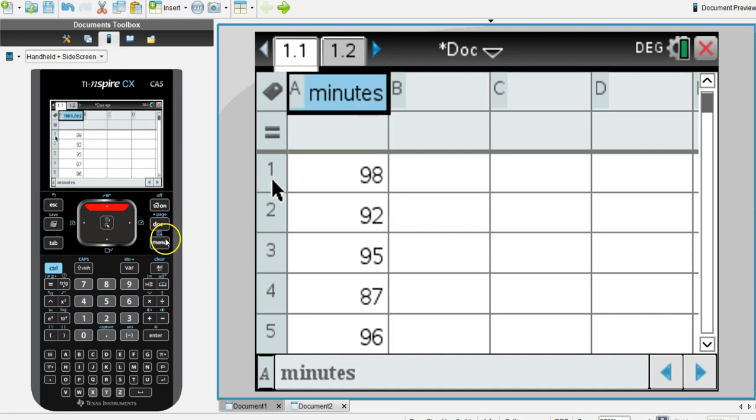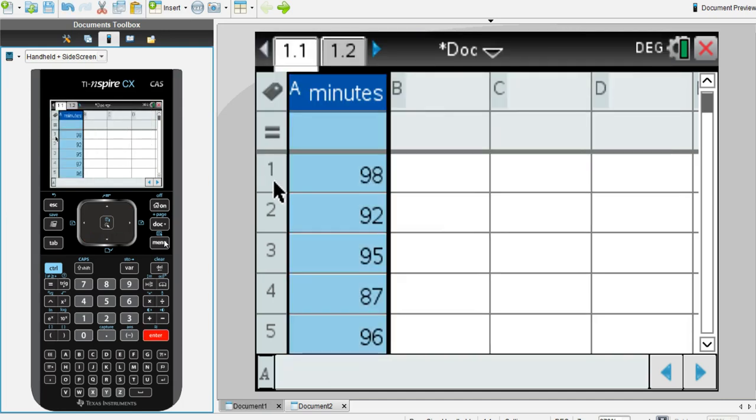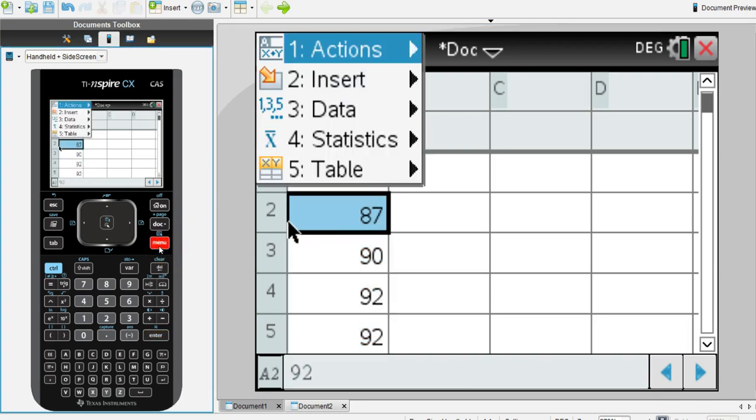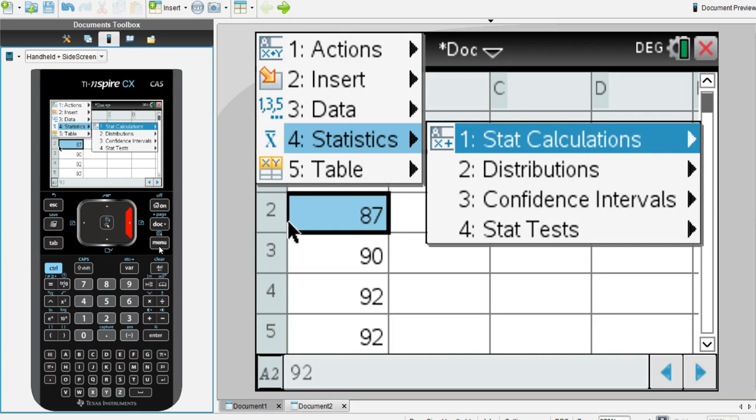If I have a big list of numbers and I do need the median, don't forget we can sort them. It's not really going to matter this time, but I could sort them. What I do want to show you, though, is in menu, we are going to be able to collect some statistics on this data. They say statistics because they're assuming this is sample data. In there, we can get some calculations under stat calculations.